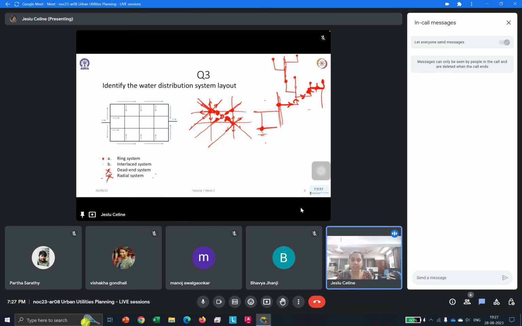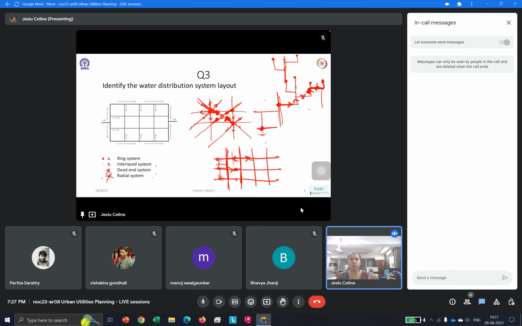Now you have the interlaced system. In the interlaced system, you have certain primary grid lines going. So this is a primary grid line. It can be horizontal and it can be vertical. And from these primary grid lines, certain small tertiary grid lines also originate. So you have a proper grid, and from these grids there are small other grids which originate and it's pumped. The advantage of this again is that you get water from two directions. So even if there's a breakdown, it can be taken care of. So that is an interlay system.